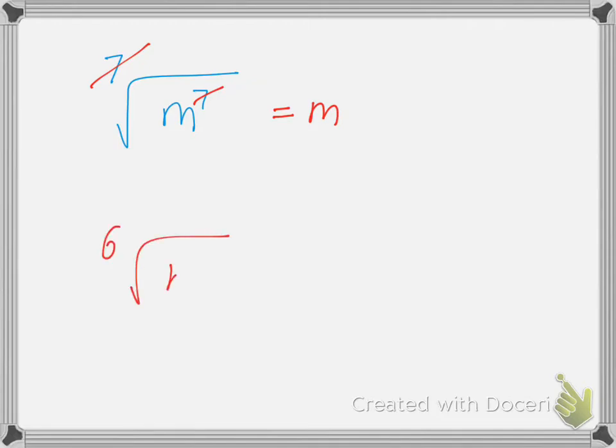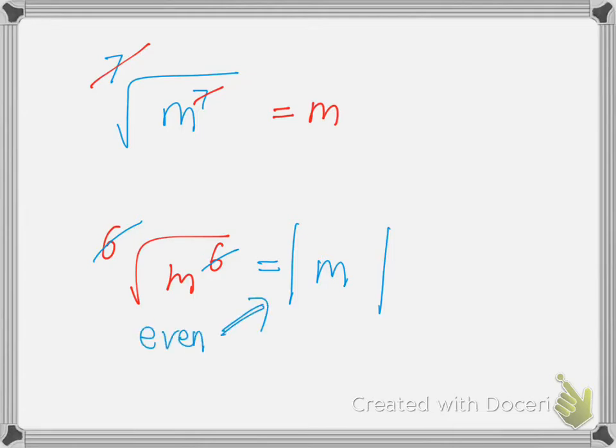Okay, so sometimes we have this kind of question: the 7th root of m to the 7th. If this is an odd power and odd root, you just cancel it. This is m. If it's an even number, let's say the 6th root of m to the 6th, then you cannot simply cancel it. You have to put an absolute value sign with the m inside. So even power, even root, you get the absolute value. Odd power, odd root, they just cancel. You get the same base m. That's the property.